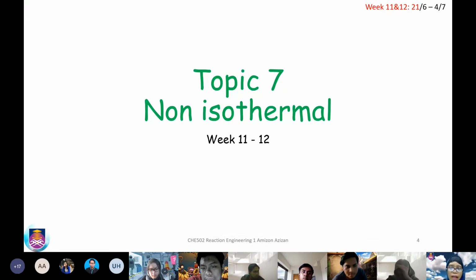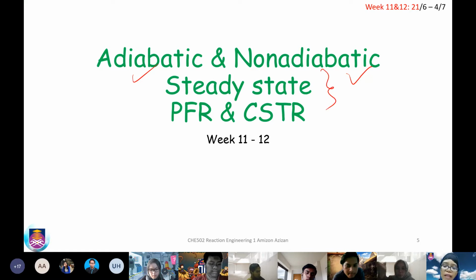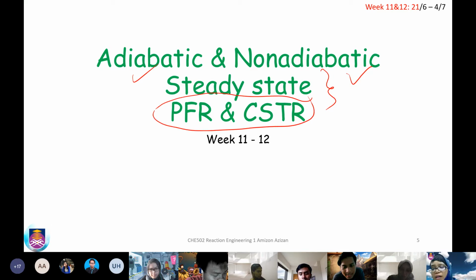Now, we are in non-isothermal conditions and we will consider adiabatic and non-adiabatic. Of course, the main assumption is still steady state, and the example reactors are PFR and CSTR.